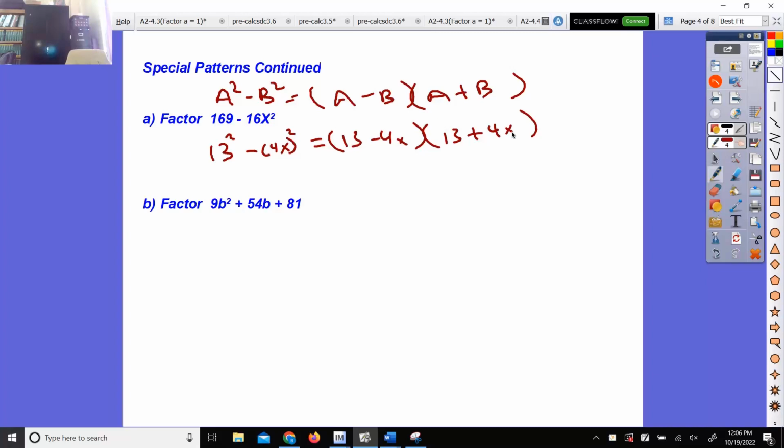All right, this is factor 9b squared plus 54b plus 81. And there is a pattern to this, but honestly, I never use it. But I'm saying go with your gut. How do you guys want to make a 9b squared? 3b and 3b. Because 3b times 3b is 9b squared.